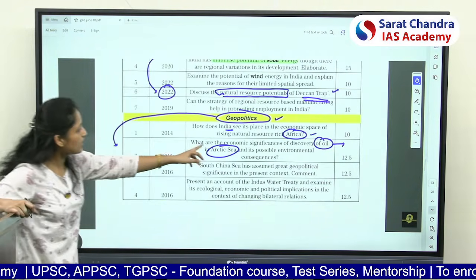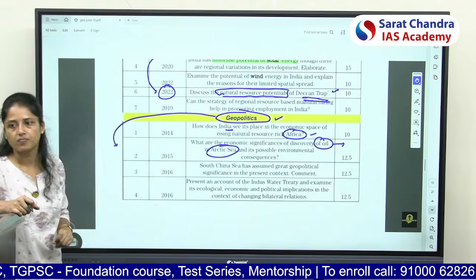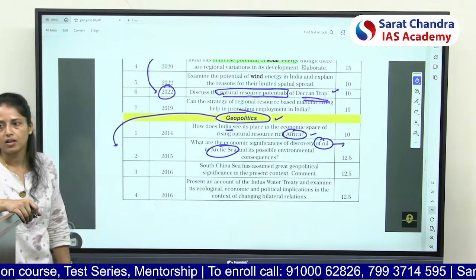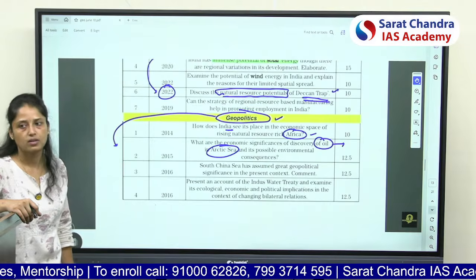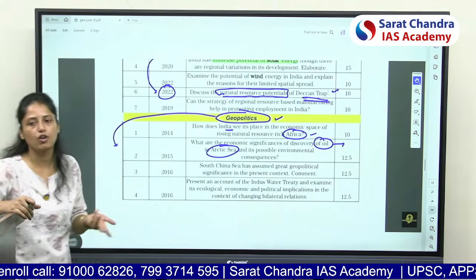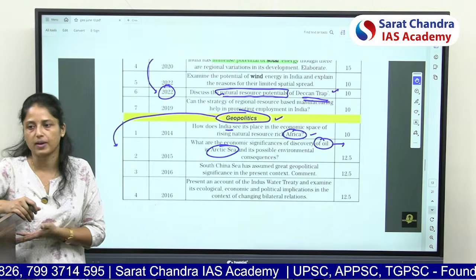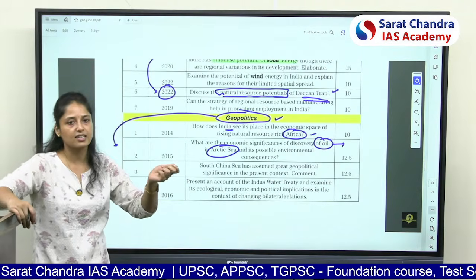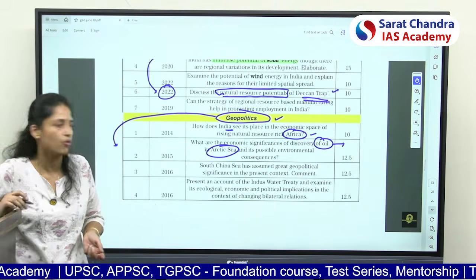Next question: what are the economic significances of discovery of oil in the Arctic Sea and its possible environmental consequences? For that you must know the location of the Arctic Sea on the map, right? Then since this question is about discovery of oil, anyway you can answer. I am just saying how to add the geographical perspective. Just make a world map, locate where the Arctic Sea is, and where all oil resources can be found in the Arctic Sea.